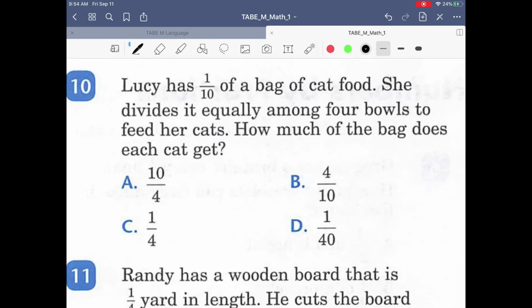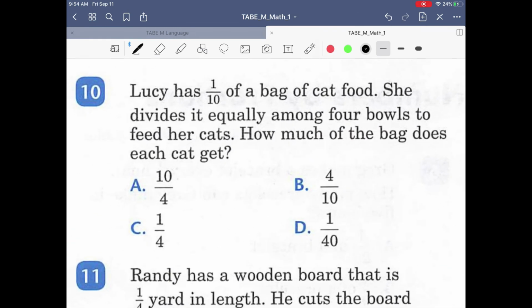Number 10. Lucy has 1/10 of a bag of cat food. That's 10%, or 1 part out of 10. So the cat has eaten 9/10 of the food. The food is almost gone. She divides that 1/10 equally among 4 bowls to feed her cats. How much of the bag does each cat get?